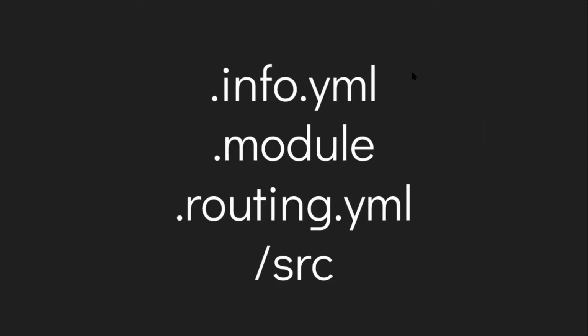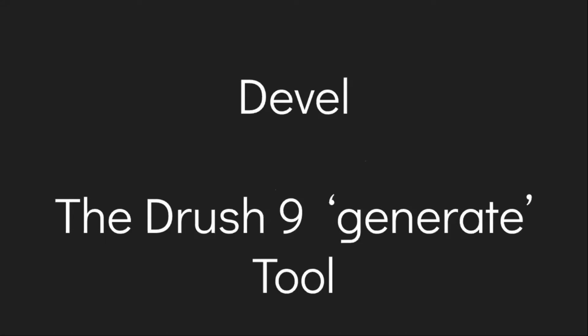We're going to start by looking at these three primary files that you're going to find in most modules: an info.yml, a module file, and a routing.yml file. We're also going to look in the source directory and see what files are there. We're going to look specifically at the Devel module, which is a contributed module, and then we're going to build our own using the Drush 9 generate tool and make a kitchen sink that we can start looking through.